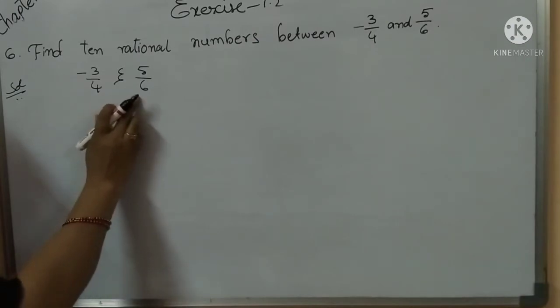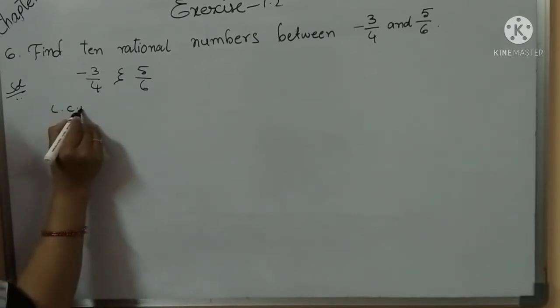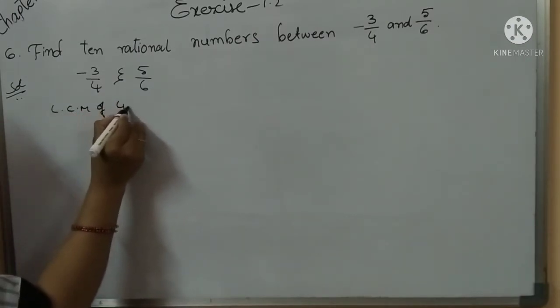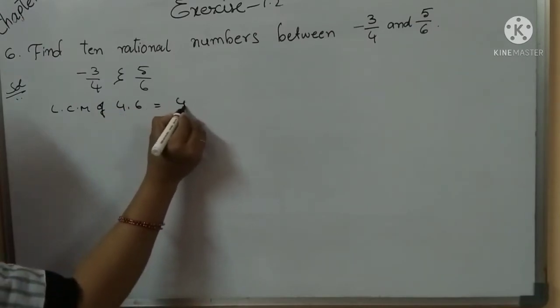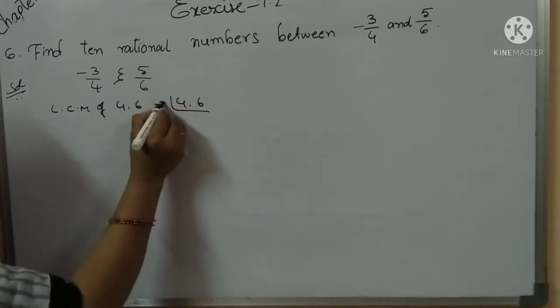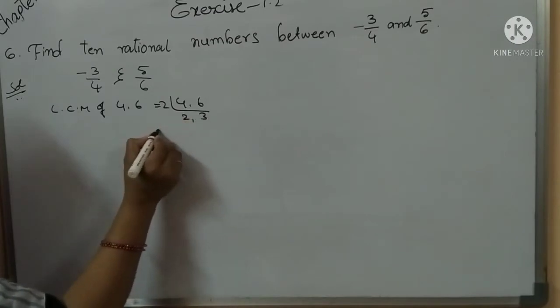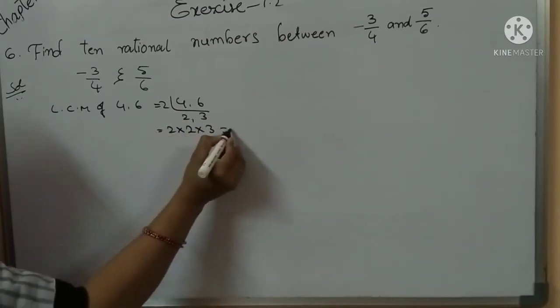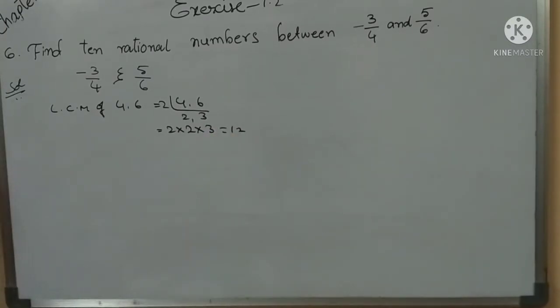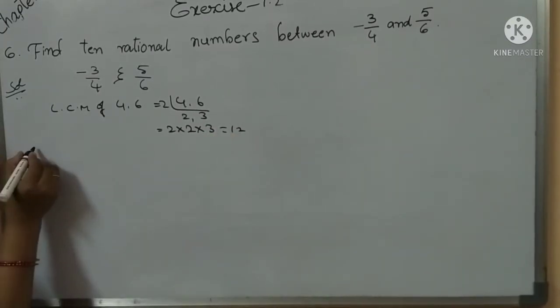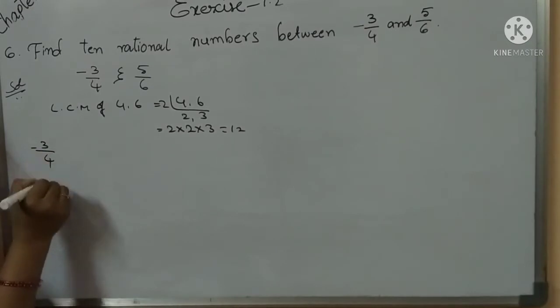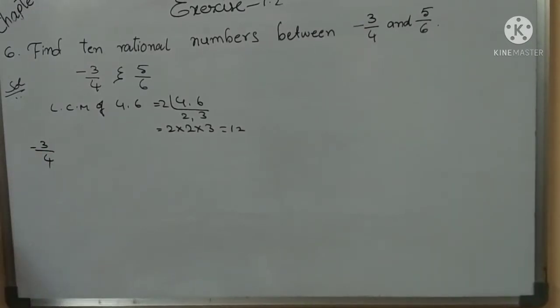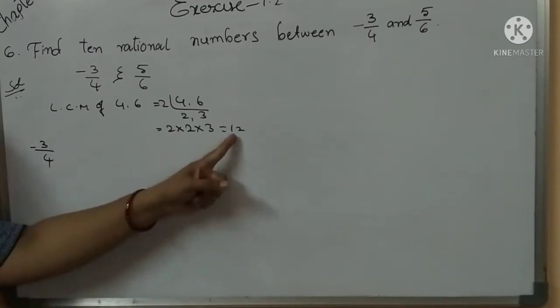So here 4 comma 6. LCM of 4 comma 6 is equal to, 2 table, 2 2s are 4, 3 2s are 6. So finally 2 into 3, 2 2s are 4, 4 3s are 12. So here observe, given the first rational number minus 3 by 4: which number do we multiply the numerator and denominator by to get 12?